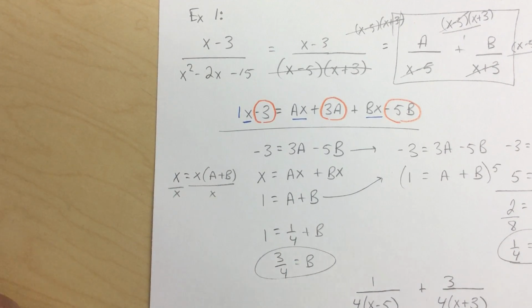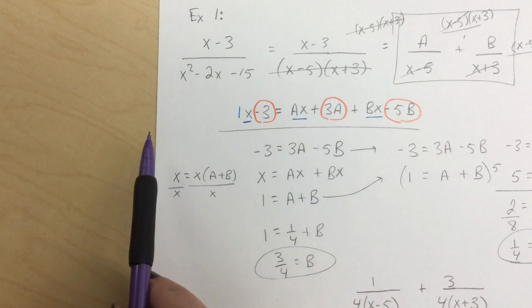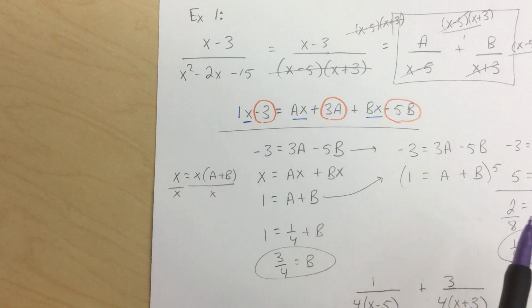Okay. Now the problem is this is just an a and a b. If we have an x squared, then we're going to have an a, a b, and a c. Okay, ready for the next example?